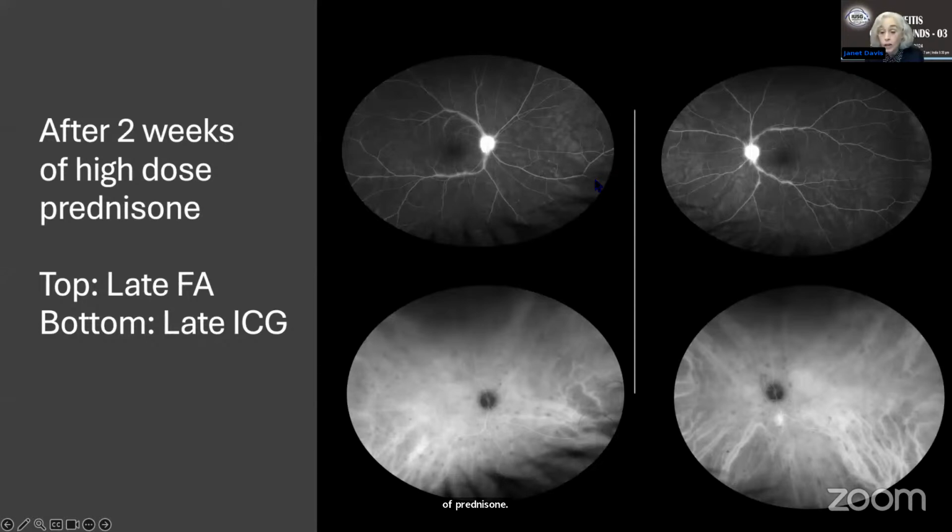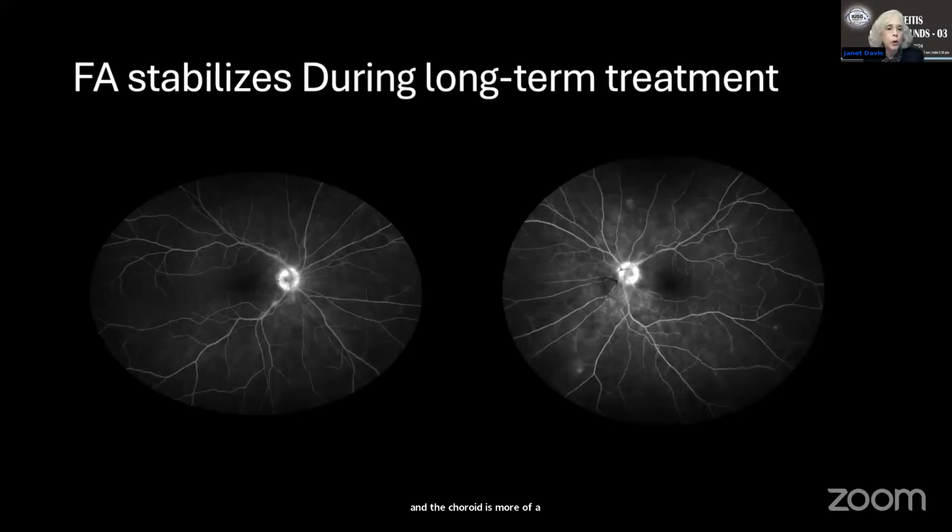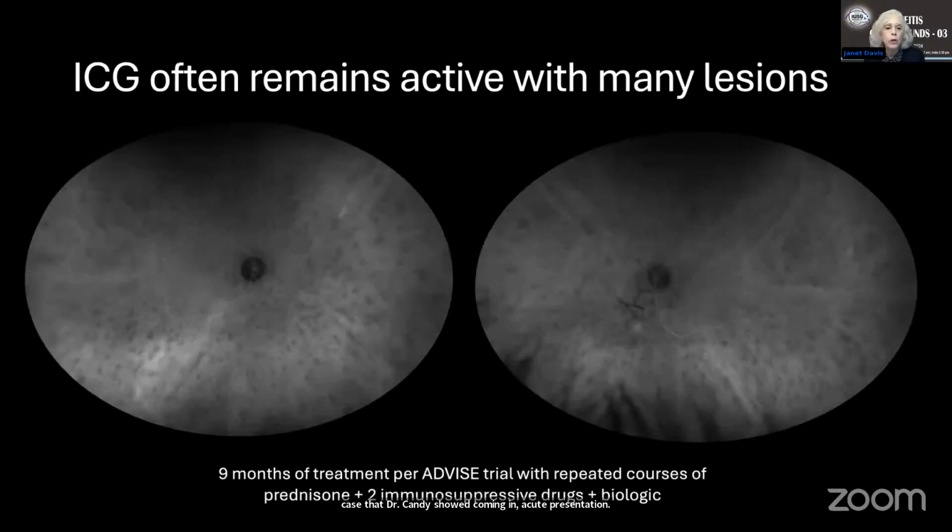It's really, I think, just the same as it was, but you can see that the birdshot lesions have really responded. And this goes back to my point that the retinal vasculitis aspect of birdshot is more of a damage type of problem, and the choroid is more of a dynamic inflammatory process that must be controlled. So this is another case that is more similar to the case that Dr. Candy showed coming in, acute presentation. We see stabilization of the fluorescein during long-term treatment, but the fluorescein angiogram also remains active with many lesions.